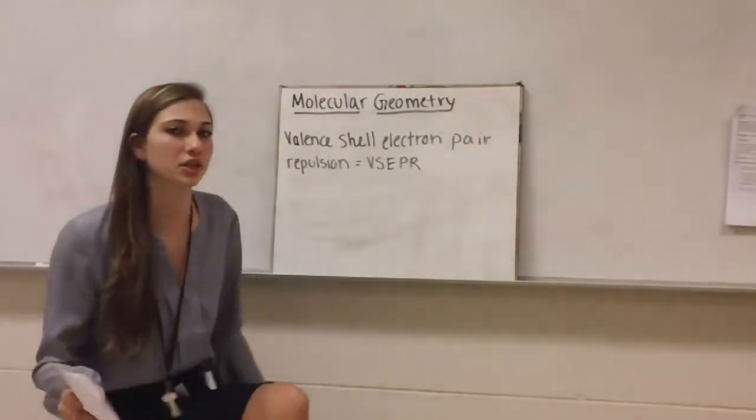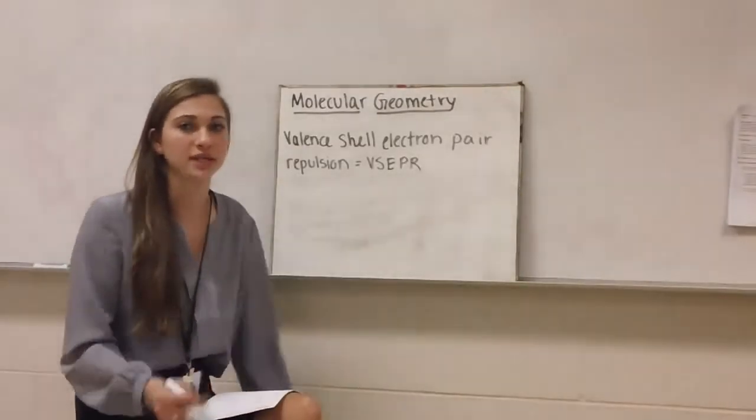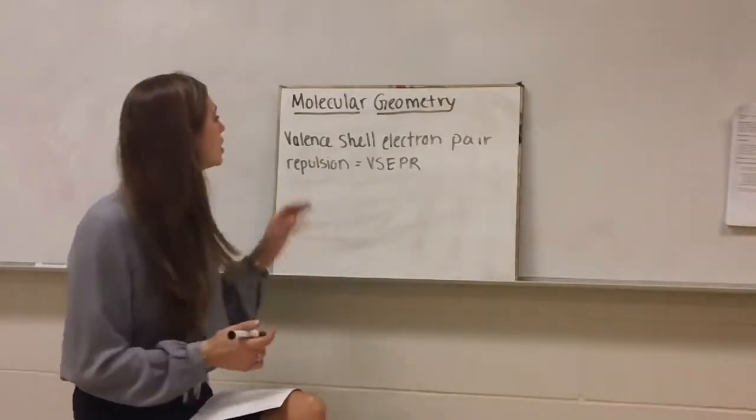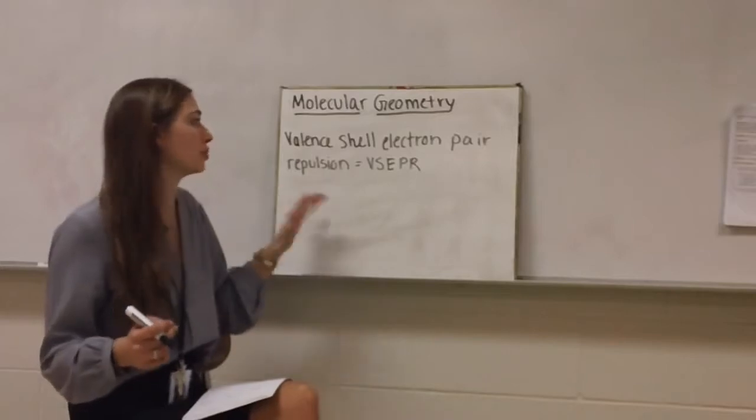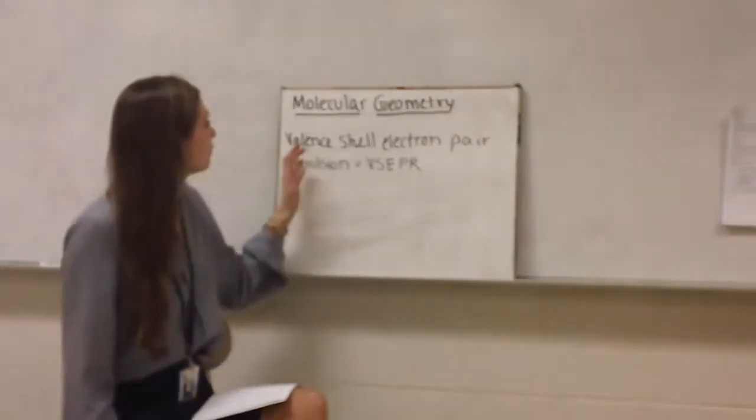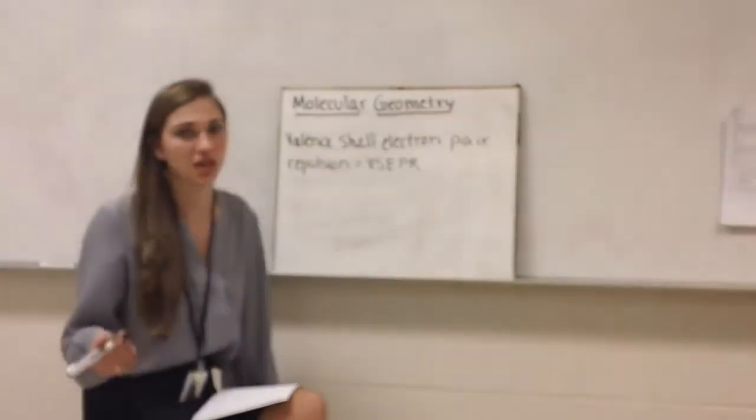Okay, so today we're going to talk about the molecular geometry of molecules. That's basically just looking at what shape this molecule is going to be. The theory that we're going to go by is the valence shell electron pair repulsion theory, which is commonly known as VSEPR. So what is this name even telling us?